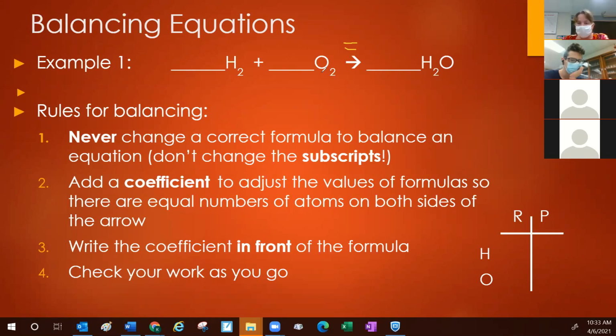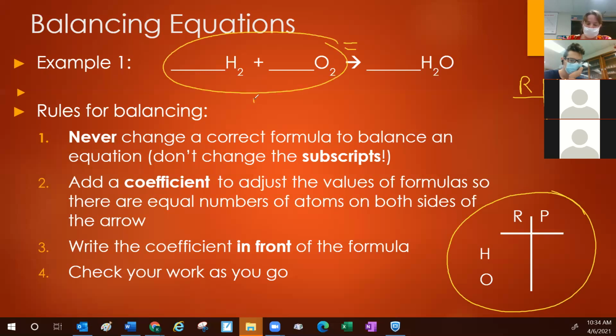I recommend making a T-chart, and I created one here in the bottom right-hand corner for you. All this T-chart does is keep track of how many hydrogens we have on the reactant side versus the product side, and how many oxygens we have. So you start out by making a T. We're going to label the left side reactants and the right side products, because remember, the left side of the arrow is the reactants and the right side of the arrow is the products.